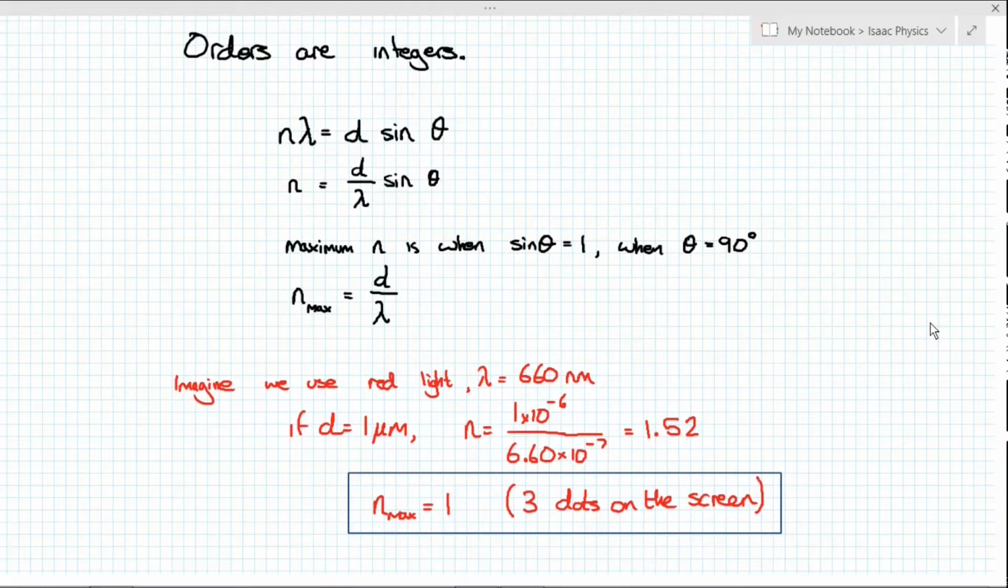Let's take an example. If our slit separation is 1 micrometre and our wavelength is 660 nanometres, then that would give us an n of 1.52. But 1.52 is not an integer. The largest integer below this number is 1. We would not round it up. The second order would not be visible. That's simply not possible. And so the first order is the maximum order. So we would see 3 dots on the screen.